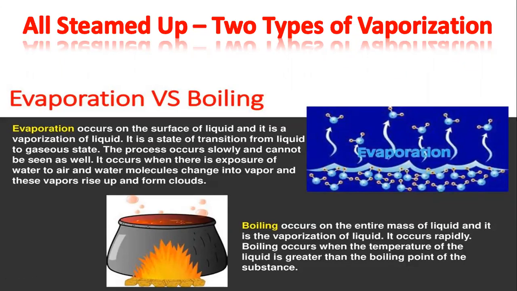So there are two types of vaporization: evaporation and boiling. Boiling is easily confused with evaporation, but the two processes are not the same. Evaporation also changes a liquid to a gas, but it doesn't involve boiling. Instead, evaporation occurs when particles at the surface of the liquid gain enough energy to escape into the air. This happens without the liquid becoming hot enough to boil.